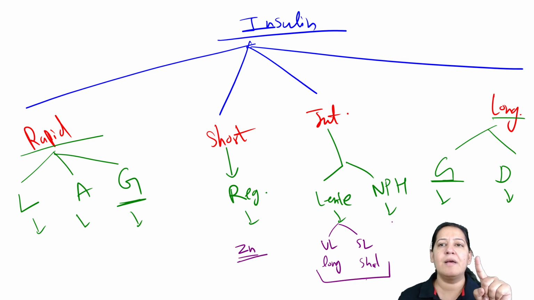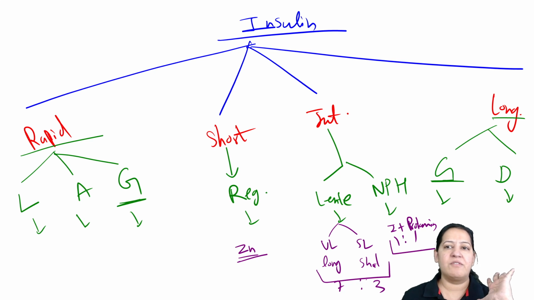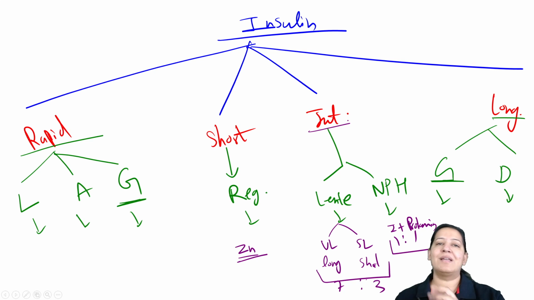In protamine, NPH, we combine insulin with protamine. Here we combine in 1:1. Here we combine in 7:3. So ultimately, complexes are formed, and dissociation of the complexes takes intermediate time. So that is the summary of them.